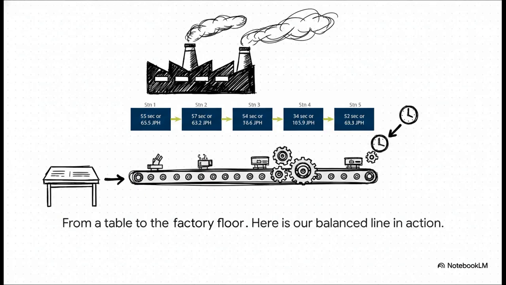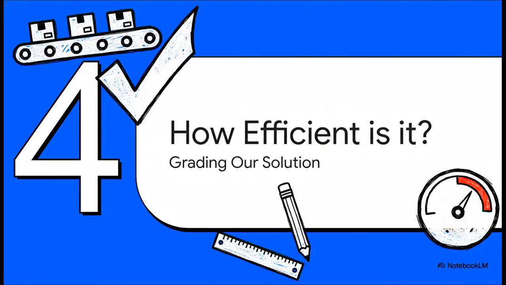And this is the payoff. We've taken that abstract table of numbers and turned it into a physical workflow on the factory floor. You can see our 5 stations right here, each with its own total cycle time. And notice, none of them break our 57.6-second takt time rule. Station 2, at 57 seconds, is our slowest station. That makes it the bottleneck, and it sets the pace for the entire line. So we did it. We created a balanced line.